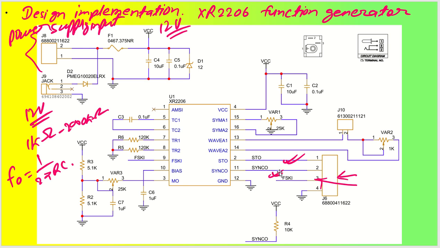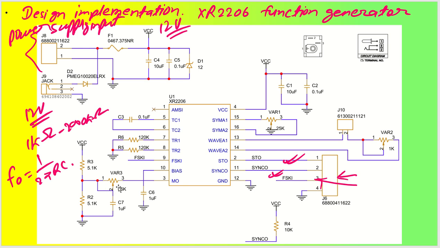Now coming to the other points, we have the bias pin. The bias pin will be grounded with a 1 microfarad capacitor. This is nothing but your internal regulator voltage. Then we have the MO pin, which is nothing but your multiplier output.